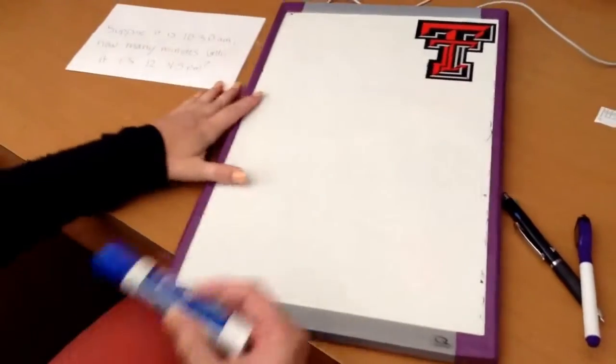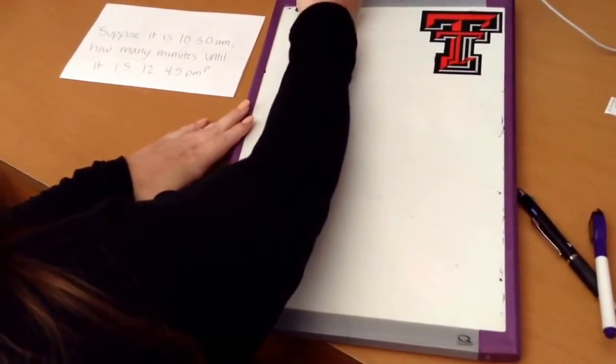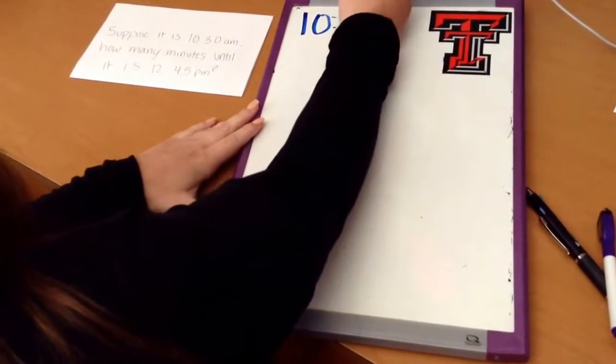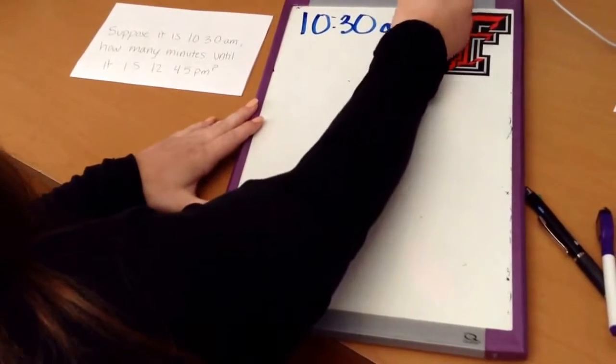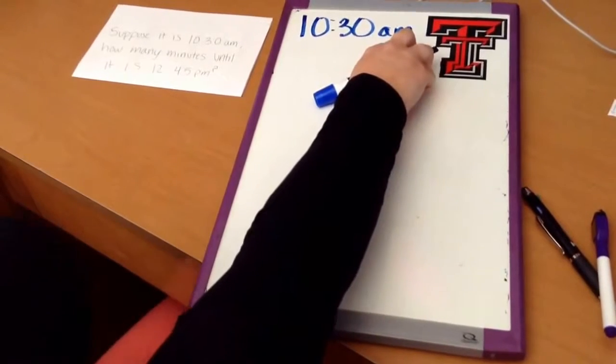So like with any word problem, I'm going to start by writing down our time. So it gives us a start time of 10:30 a.m. And it's always important to put either a.m. or p.m. because it affects time when you're working with it in a.m. or p.m.